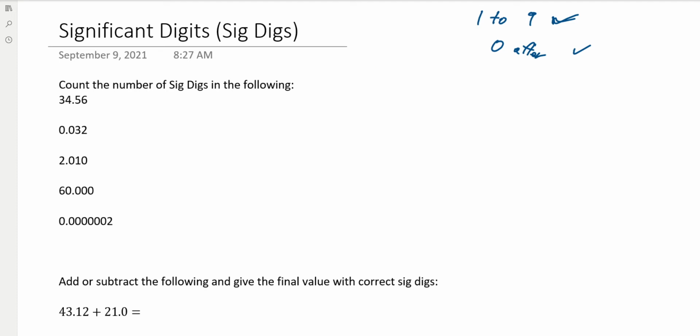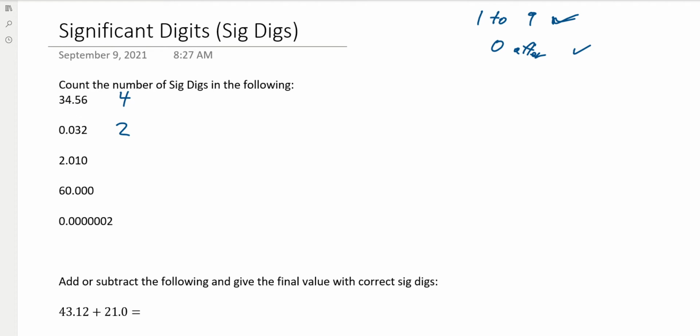So let's count the number of sig digs in the following. If you pause it now and try all these, that would be a great idea, and then see if you match my numbers. All right, so the first one, 1, 2, 3, 4 sig digs. This has 4. This one, the zeros are before the numbers, so they don't count. So we've got 1, 2. So we've got 2 sig digs.